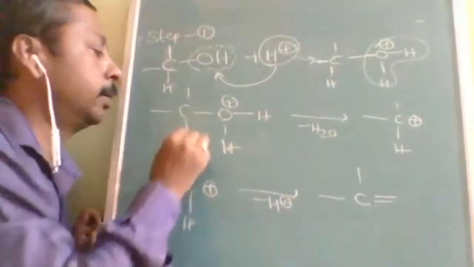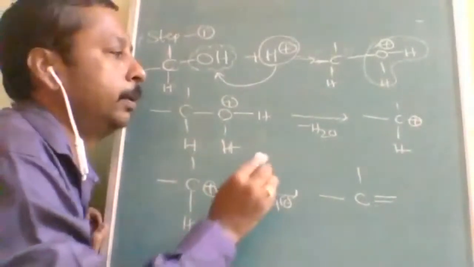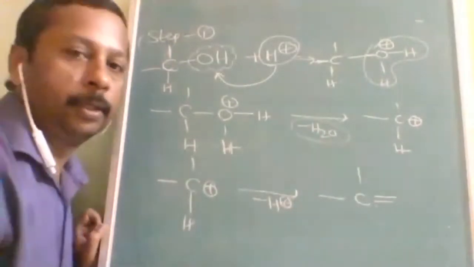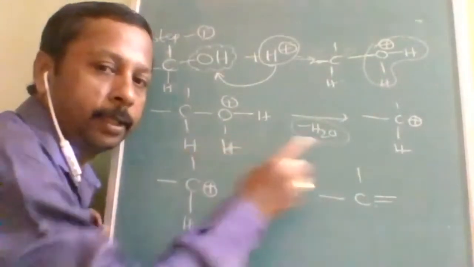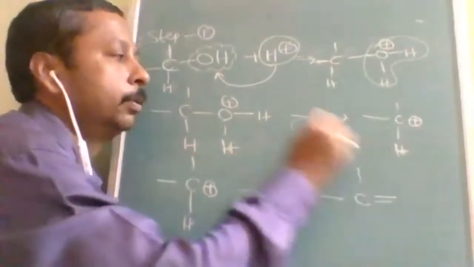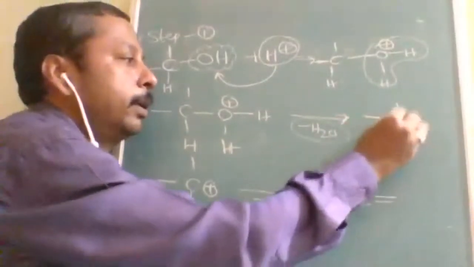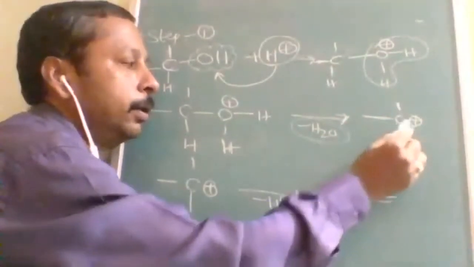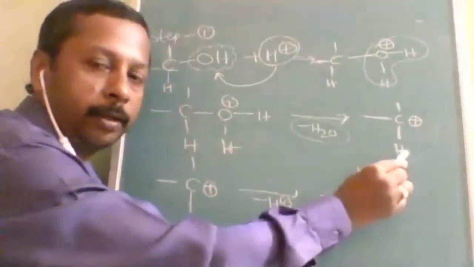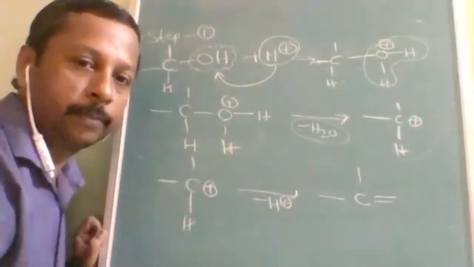Chain initiation. When this question came in the examination, most of them replied minus H2O. But that will take place after that, and in that step the product is carbocation. If the question asks what the reaction intermediate in dehydration of alcohol is, what will you write? Carbocation. So whenever carbocation is there, a hydride shift, methyl shift, and phenyl shift are possible.